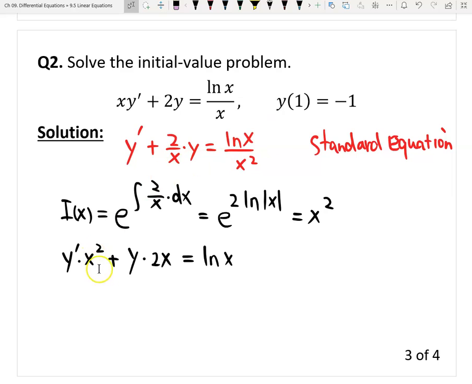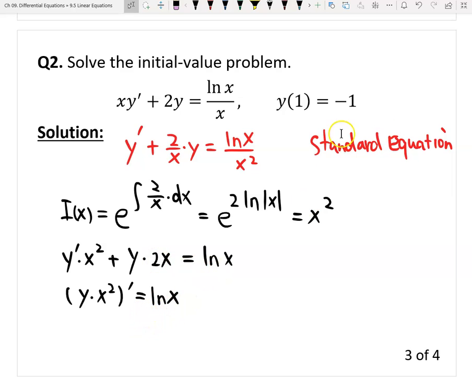And now the third step, what do you do? You remember, okay? We use the product rule on the left side, so we write it in this simple way: y times x squared, and take the derivative, equals ln x. You can go and verify this is exactly true using the product rule.